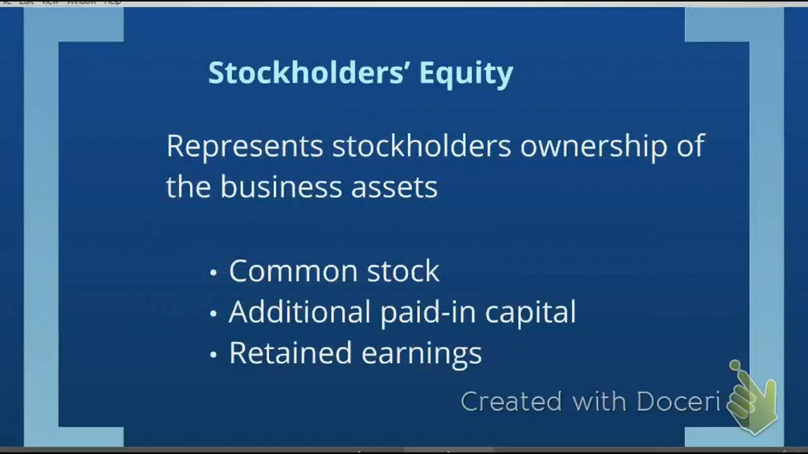The last category of your balance sheet is your stockholders' equity. And as you remember, this represents the stockholders' ownership portion of the assets. The three things that you will probably see around this part of the semester are just common stock, additional paid-in capital, and retained earnings. We will expand on the stockholders' equity section later. For now, just know that these three items will appear in this order on the stockholders' equity section.